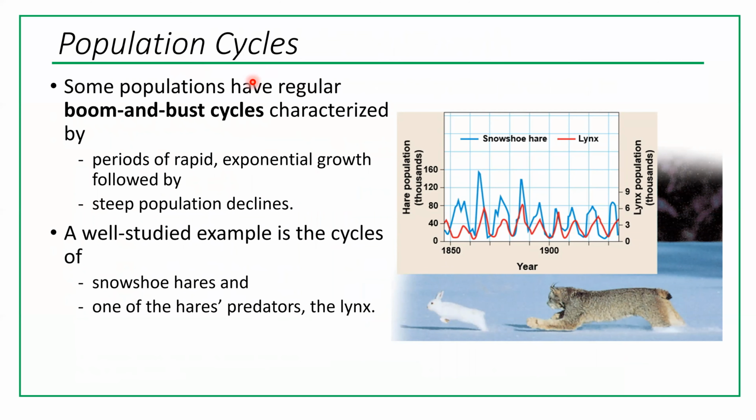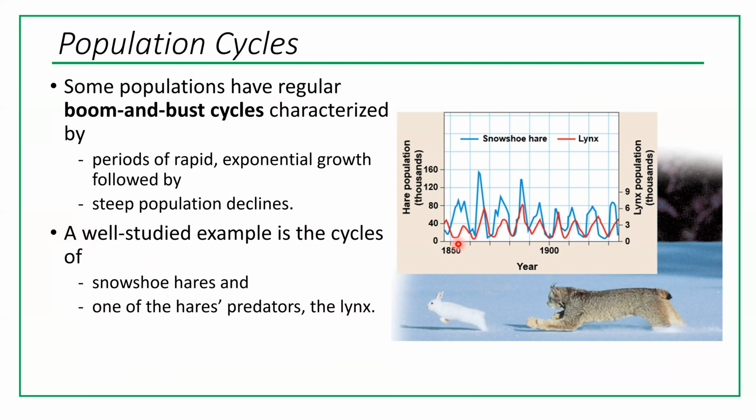Populations also show what we call population cycles. So some populations have regular boom and bust cycles, characterized by periods of rapid exponential growth followed by steep decline. Well-studied cycles are the life cycles of snowshoe hares and their predator, lynx. So the blue here shows us the snowshoe hare, and the population goes up, and then declines. And before it declines, the population of lynx increases, right?